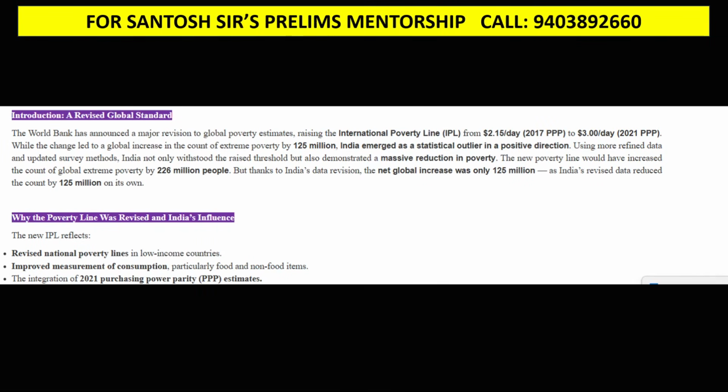Moving on, guys, you can see this year the World Bank has raised the international poverty line from $2.15 to $3. Okay, so poverty is one topic which becomes very important for prelims 2026.